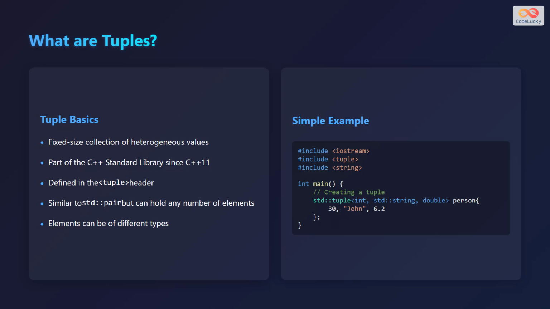First, include the iostream, tuple, and string headers. Then, in the main function, create a tuple. Here, a tuple named person is created. This tuple holds an integer, a string, and a double. The values are 30, John, and 6.2.